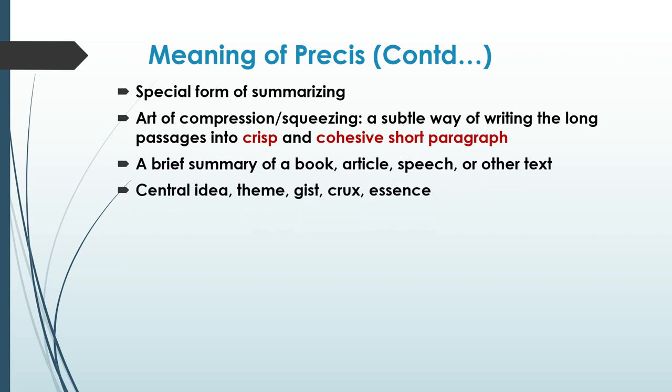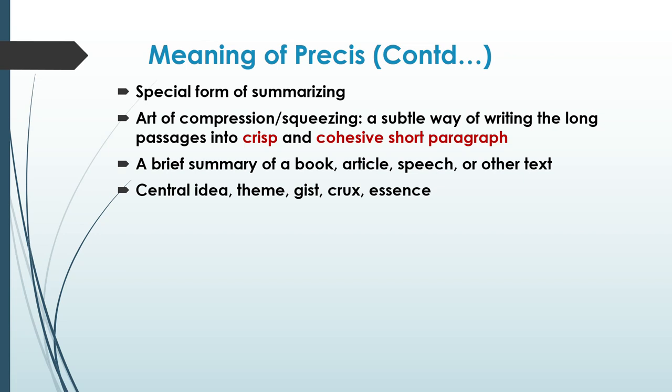Now this point, central idea, theme, gist, crux, essence, is what makes it different from summary. In summary, you're only concerned with the main points, with an S, which means there can be many main points in one paragraph. But in précis writing, the central idea is only one. So you have to expand or reduce the central idea to a certain length. This is what the précis is all about.